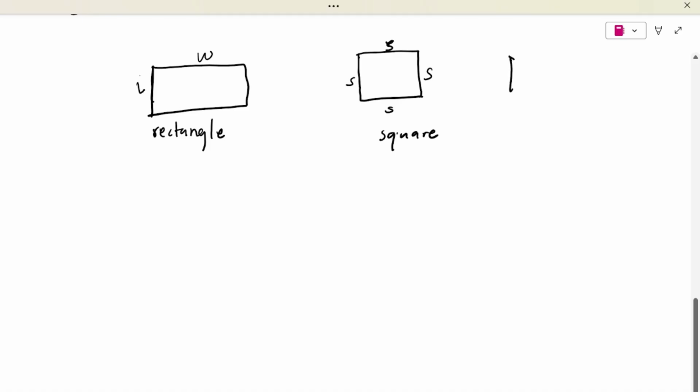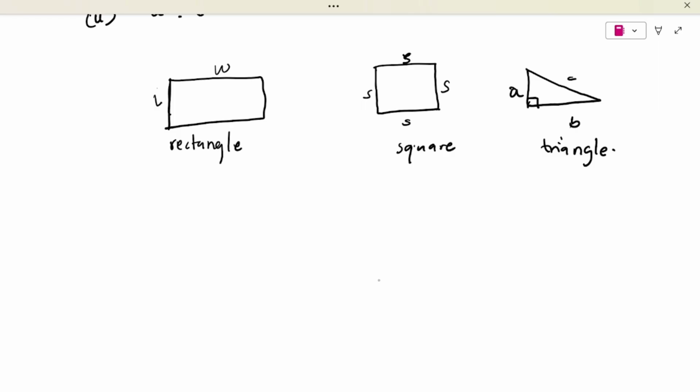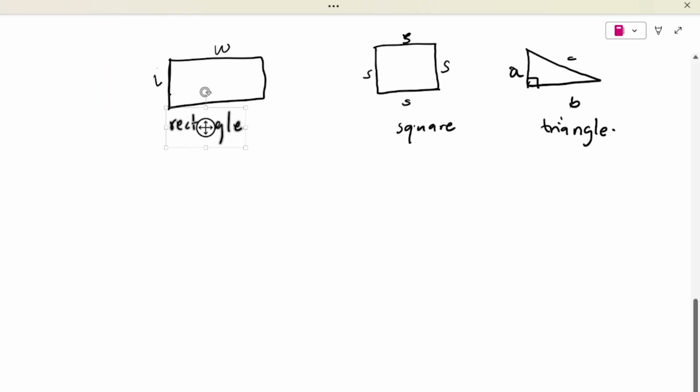For the right triangle, which has a 90 degree angle, the sides will be like this. This is longer than these sides. That is a triangle. So, for example, you're told to find the area of the rectangle.